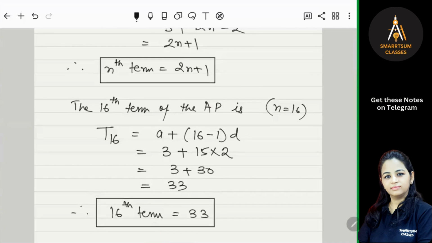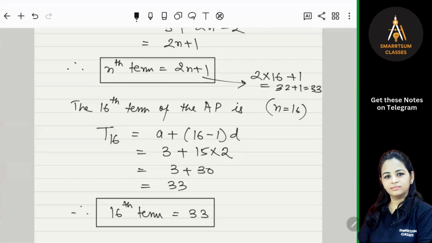You can also find the 16th term by putting the value of n in 2n plus 1. So 2 into n, which is 16. Can you find it here? Yes or no? Yes, ma'am. 16 into 2 plus 1, that is 32 plus 1, which is 33.